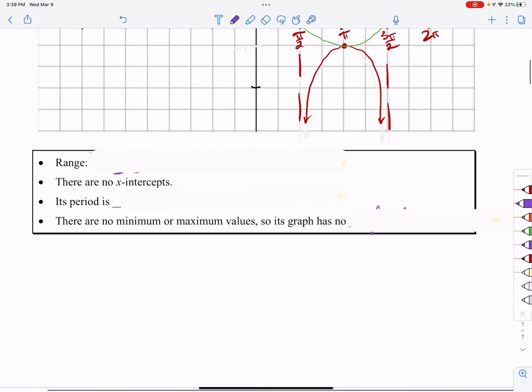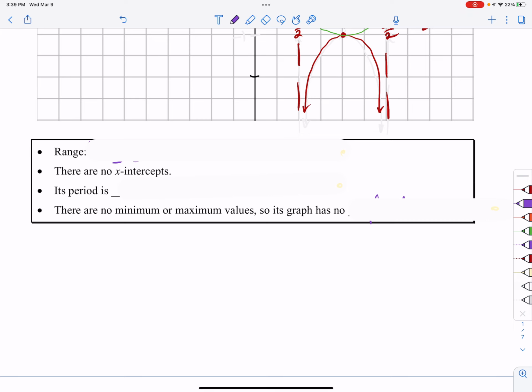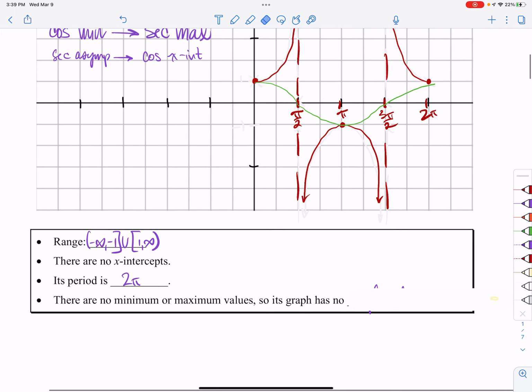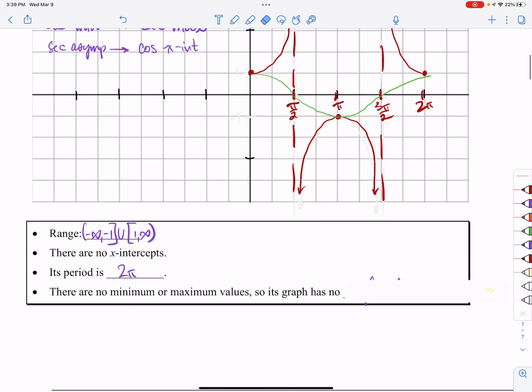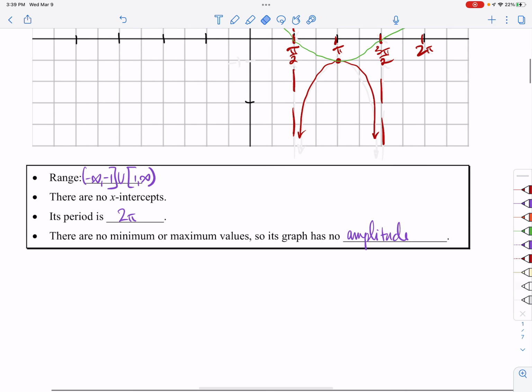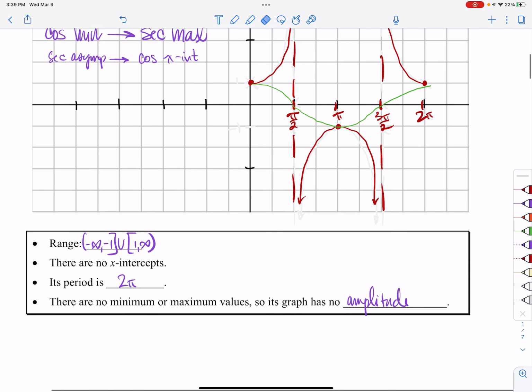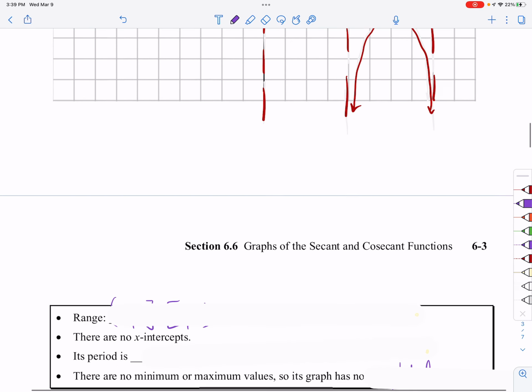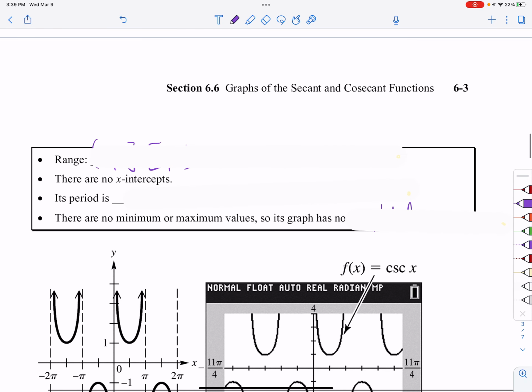All right, so let's just fill in a few things about both of these parent graphs. My range is going to be all real numbers. There are not going to be any x-intercepts at all. The period, just like the old graphs, the sines and the cosines, the period is 2 pi. This is going to be a little different since there is no true max or min value, no absolute max or absolute minimum. Then what we find is that we also have no amplitude. The same thing is going to be true for the cosecant parent.